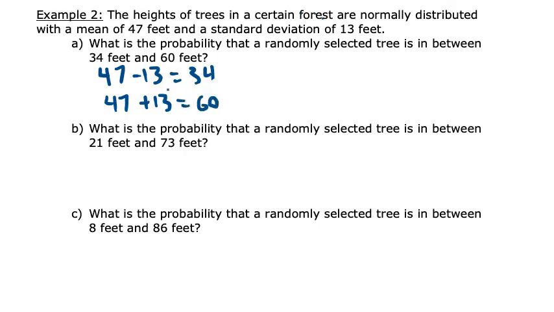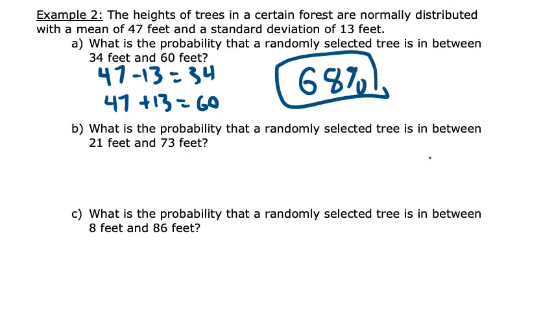So that means that this range is the range of one standard deviation. So we know by the rule that's 68%. Yay, easy, right? Now let's try this one. 47, if we want to subtract 13 twice, we could do it like this: minus 2 times 13, and that would give us 21. 47 plus 2 times 13.